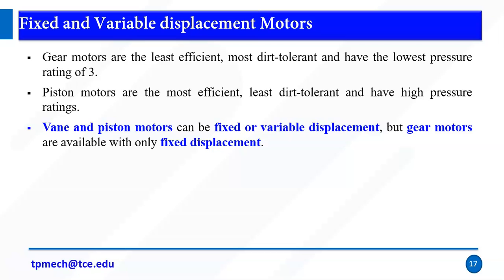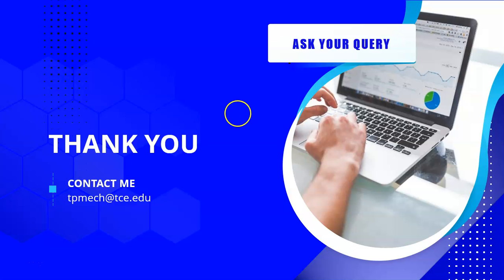Right, so the vane and piston motors can be fixed or variable displacement, and gear motors are available with only fixed displacement. Right, we know about fixed and variable displacement. So gear has only fixed displacement, whereas vane and piston may be fixed or variable displacement. Right, so up to this.